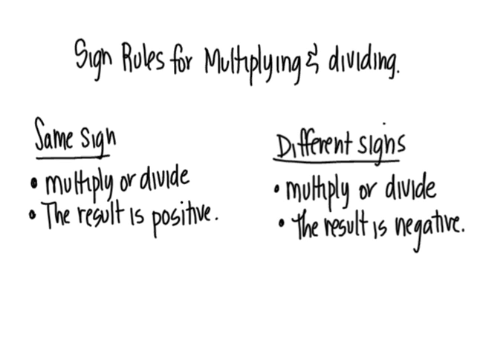When talking about our sign rules, you have to remember if they have the same sign, you're going to multiply or divide as indicated, but the same sign means you'll have a positive result. If you have different signs when you multiply, that means the result is going to be negative.